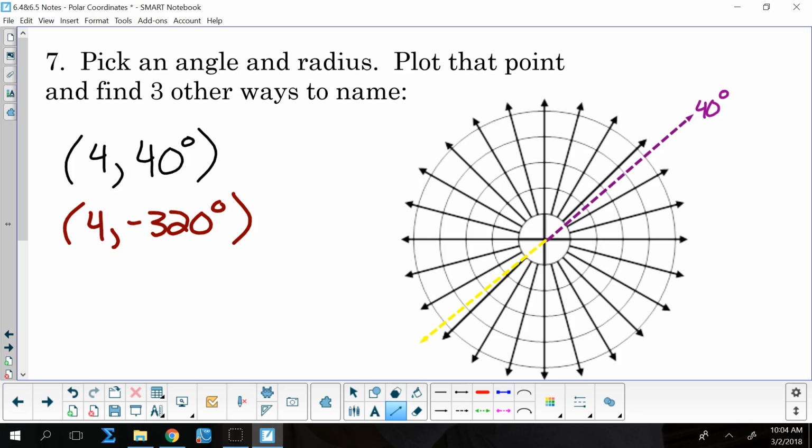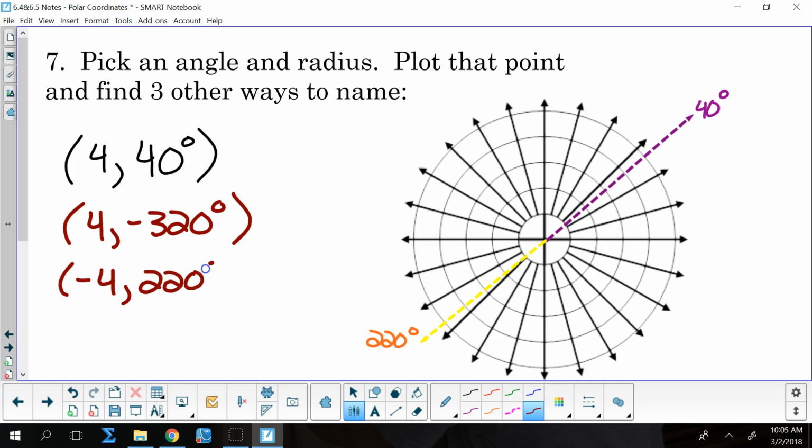So how can I quickly find the positive of this gold one? Add 180 to my degree, right? So this would be like 220 degrees, right? And that would be a negative then of? Oh, I'm sorry. Yes. You guys are saying, so this would be negative 4, 220 degrees.